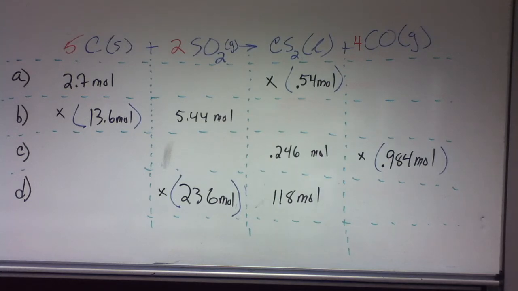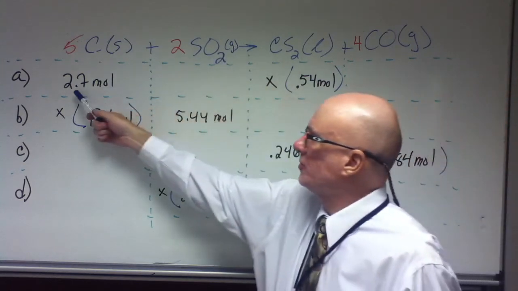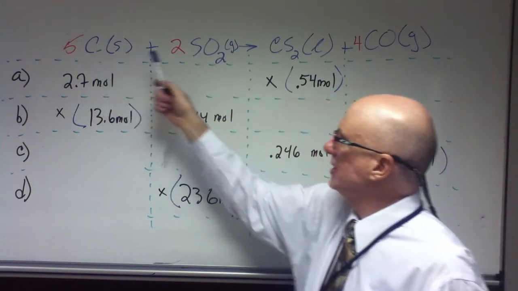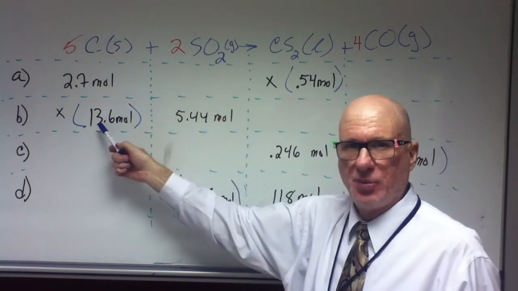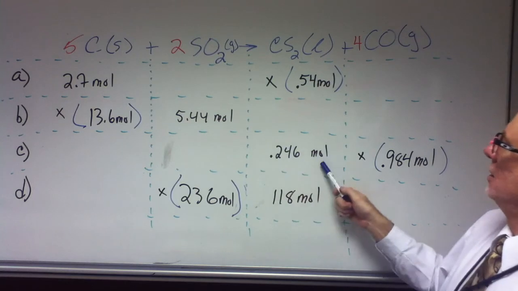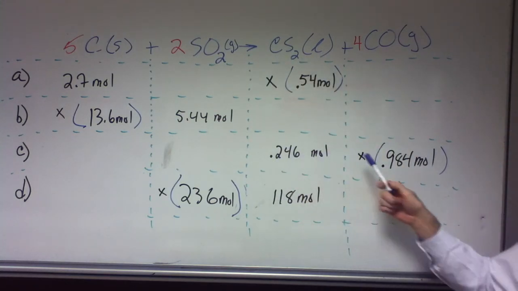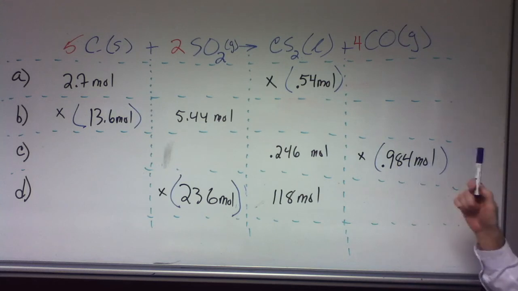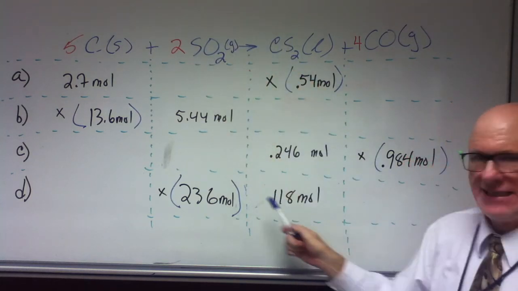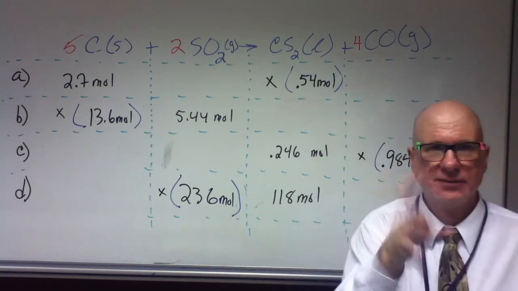Okay? So, 5 is to 1 as 2.7 is to 0.54. 5 is to 2 as 13.6 is to 5.44. 1 is to 4 as 0.246 is to 0.984. And 1 is to 2 as 118 is to 236. Clear? We are off.